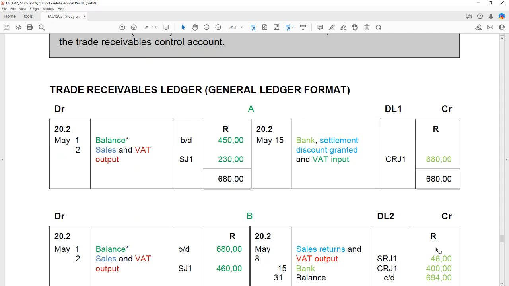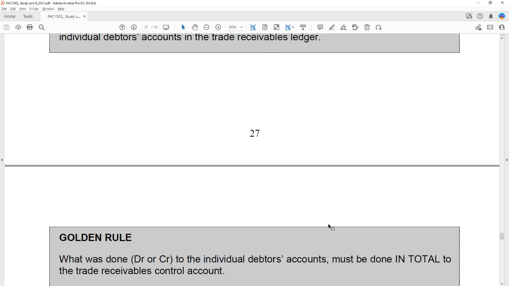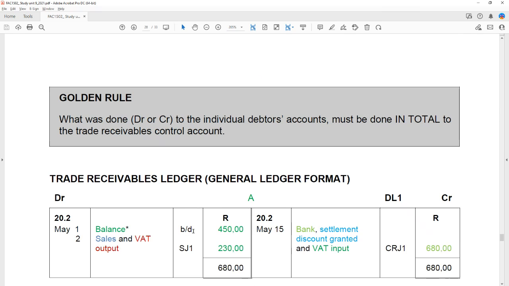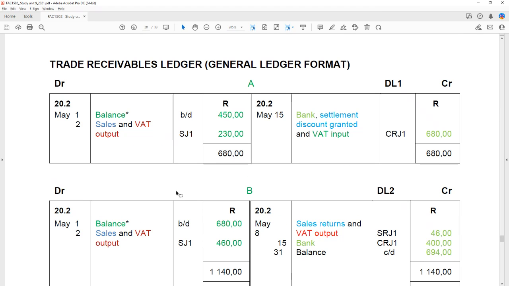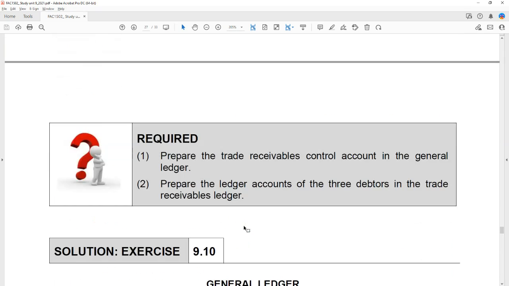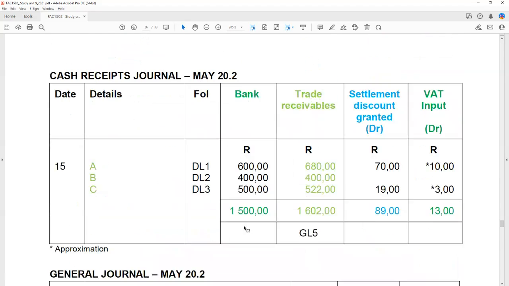Then we have debtor B. Debtor B, we said, has an opening balance of 680 Rand. So for debtor B on the 1st of May, we say balance brought down because it's an asset. Assets have debit balances. Therefore, our balance brought down is on the debit side, 680 Rand. Then we're going to check if there are any sales in our sales journal for debtor B.